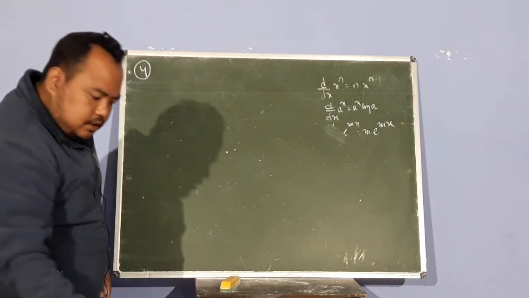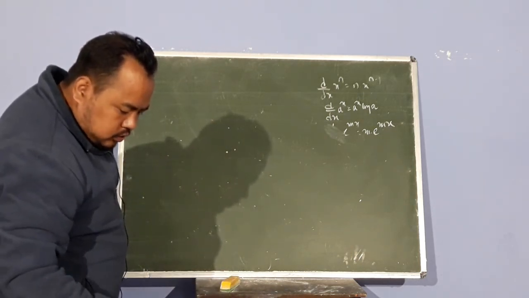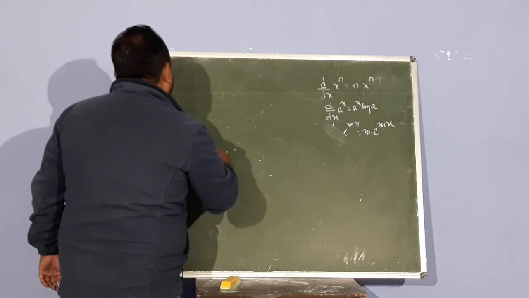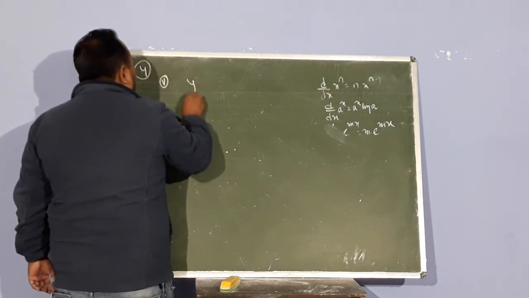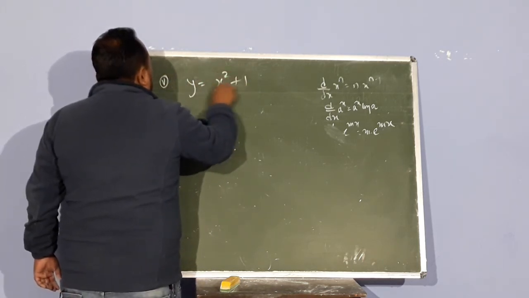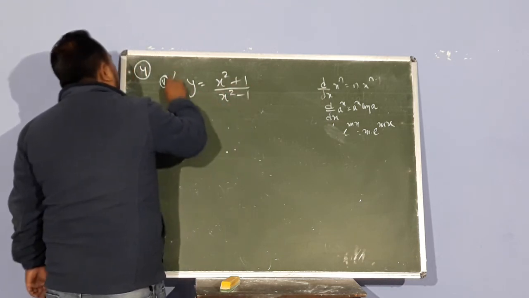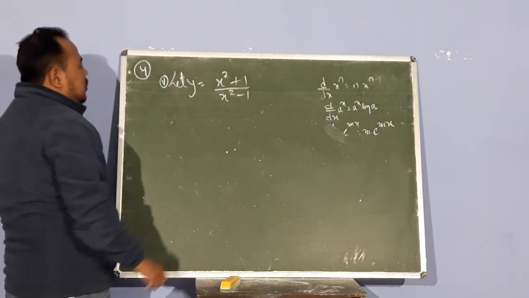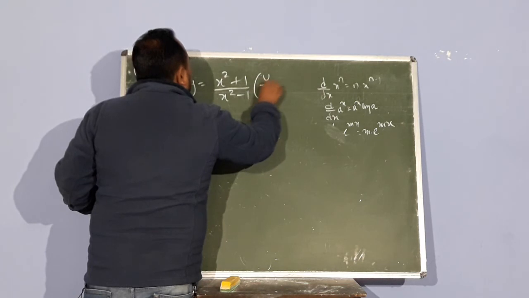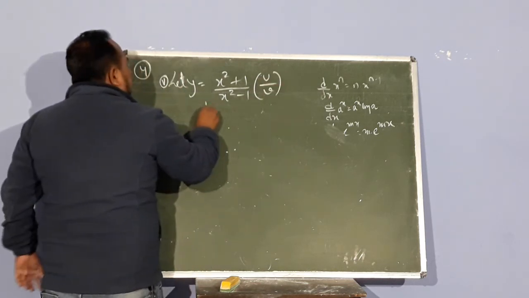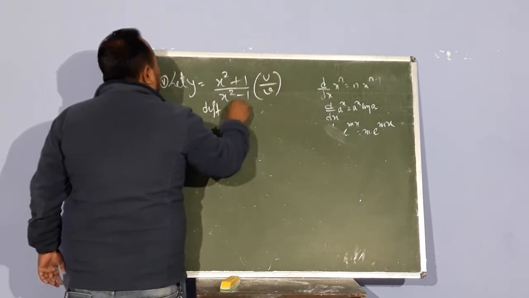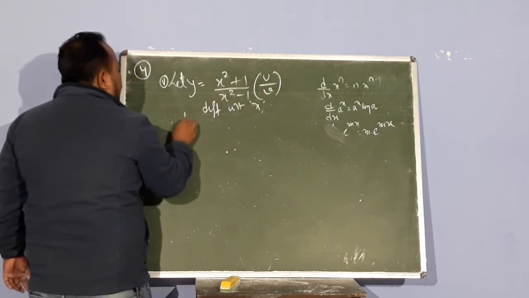Okay, this is question number 4, subdivision 5. Y equal to x square plus 1 over x square minus 1. So you start by writing let y equal to this. So you know what you're supposed to do. This is u and this is v.